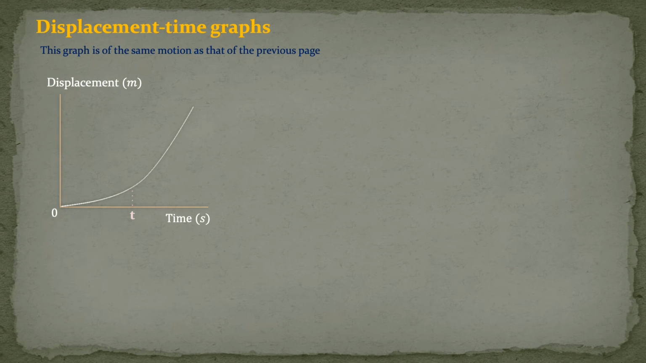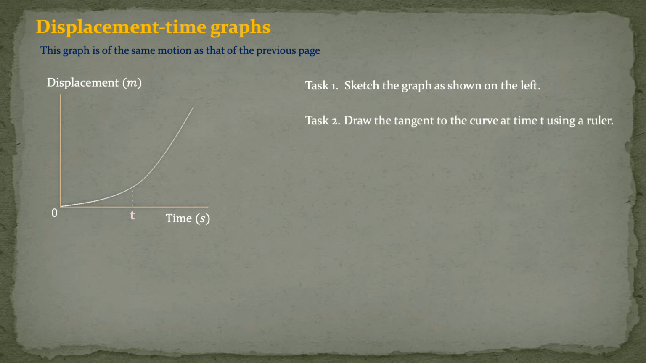Still looking at the same displacement time graph, on a piece of paper or in your jotter, sketch the graph as shown on the left. Pause the video while you do so. Now that you've sketched this displacement time graph, draw the tangent to the curve at time t using a ruler.